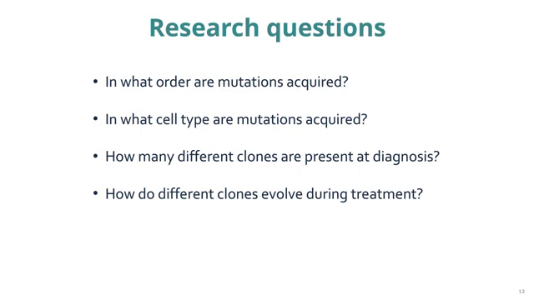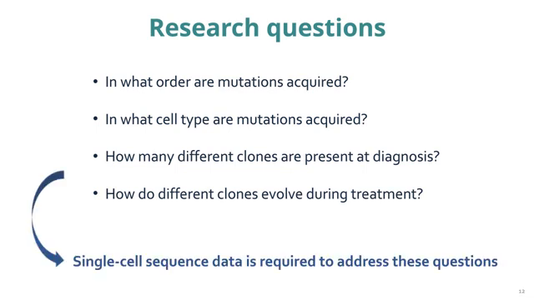And so for these questions, it's definitely needed that we use single-cell sequencing analysis, because if we look at bulk sequencing, we can get an idea of the different subclones present, but it's always difficult to determine whether different mutations are present in the same cell or in different cells. If we look at single-cell sequence data, we can now try to see whether these mutations are in the same cell or in different cells.